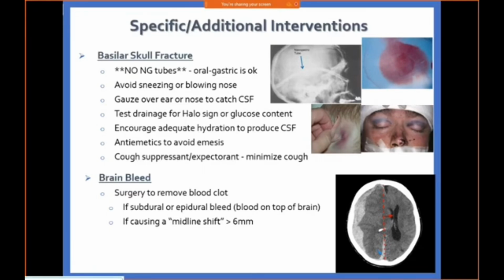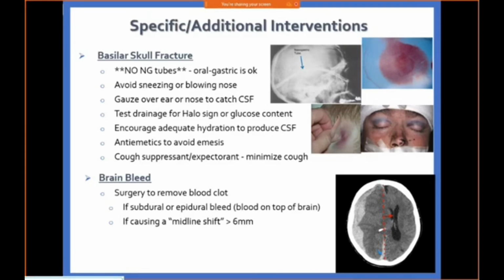Basilar skull fractures, again, if you have battle sign, raccoon's eyes, any CSF drainage, we do have a couple of specific things on top of everything you're doing, those 5 interventions from before. No NG tubes. Oral gastric is okay. You can put a tube down the oral to the gastric.